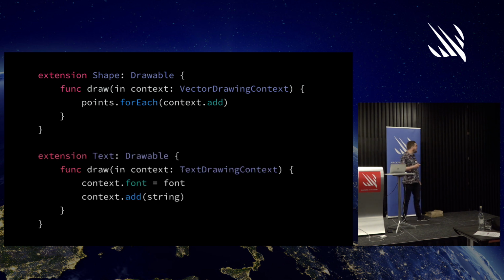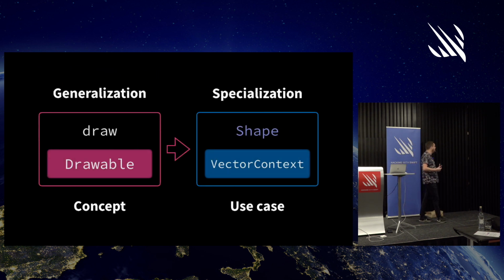So for example, we can extend our text type to say that this is drawable, but in a text drawing context, which supports things like fonts and strings and text-specific properties. But both of these types can then be used with the same function that generates an image from them, which is really, really powerful. So what we've done here really is we've generalized the concept of drawing into a drawable protocol. And then we've created specializations of that, such as shape, text, and image, which can each define their own context that they're drawing in.